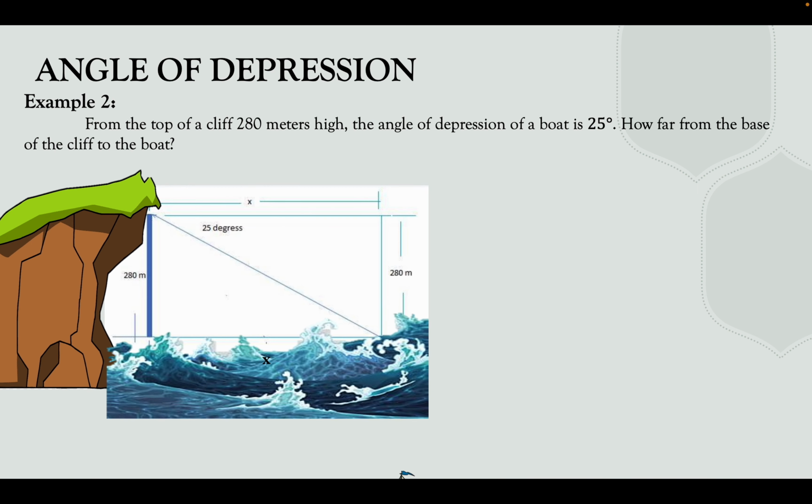Okay, let's proceed to example number 2. From the top of a cliff, we have 280 meters high. The angle of depression of the boat is 25 degrees. How far from the base of the cliff to the boat? So first, we make an illustration. So we have here the illustration of the cliff and also the boat.